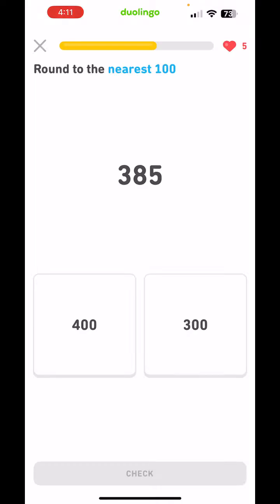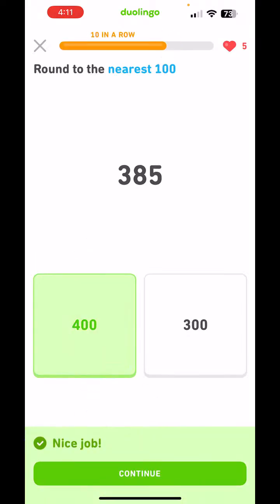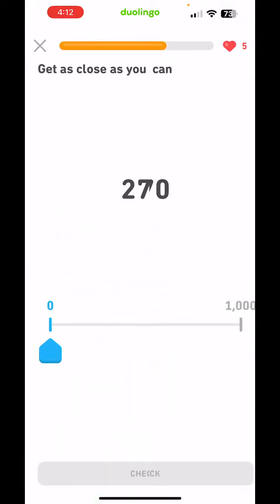Round to the nearest 100. Ooh, okay. So we have 385. So we're rounding to the nearest 100. So it's either going to be close to 300 or close to 400. I think, since we're in the 380s, we're closer to 400 than we are to 300. So let's go with 400. And we got 10 in a row.